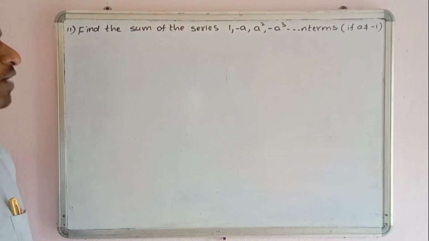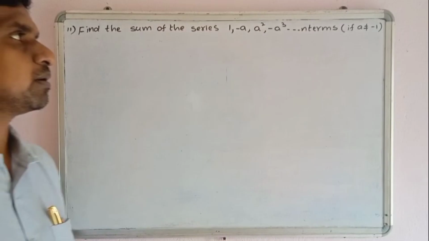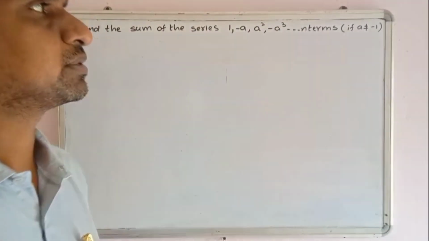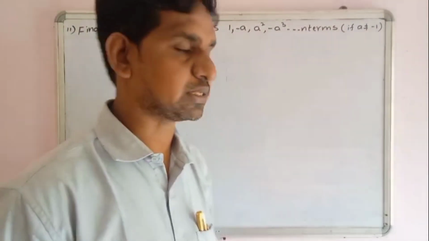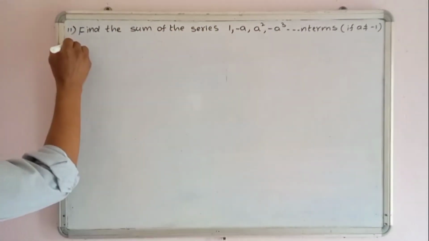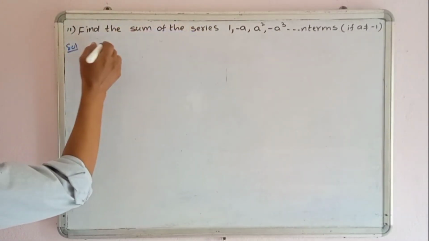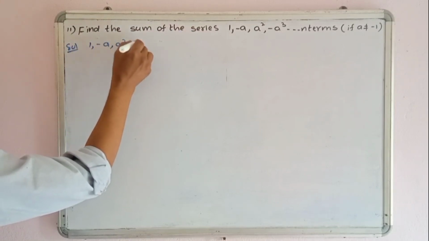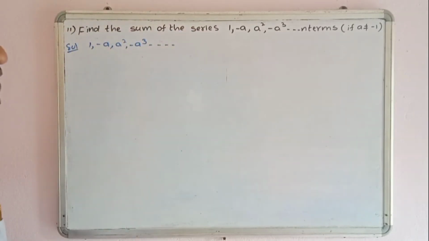Problem 11. Find the sum of the series 1 minus a square minus a cube, and so on, to n terms, if a is not equal to minus 1. See, find the sum of the series. So what is the series here? 1 minus a square minus a cube, and so on. Here n terms are there.